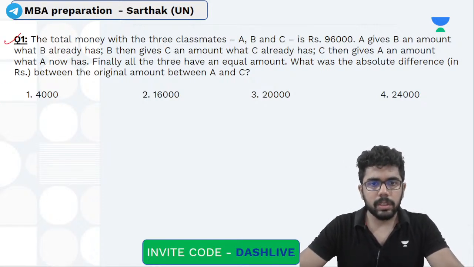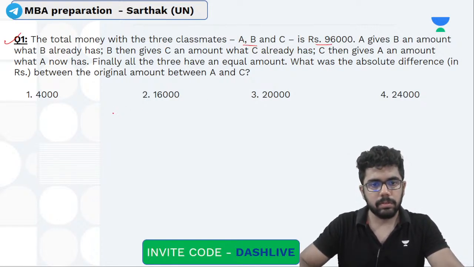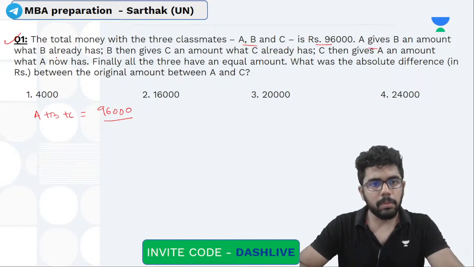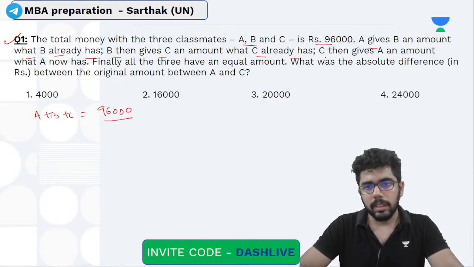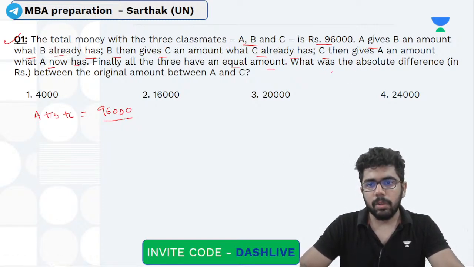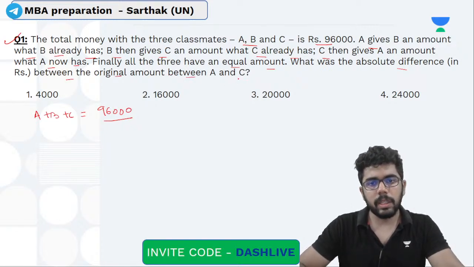The total money with 3 classmates A, B and C is rupees 96,000. तीनों के पास मिला के A plus B plus C you have 96,000. A gives B an amount what B already has. B then gives C an amount what C already has. C then gives A an amount what A now has. Now finally all three have an equal amount. What was the absolute difference between the original amount between A and C?